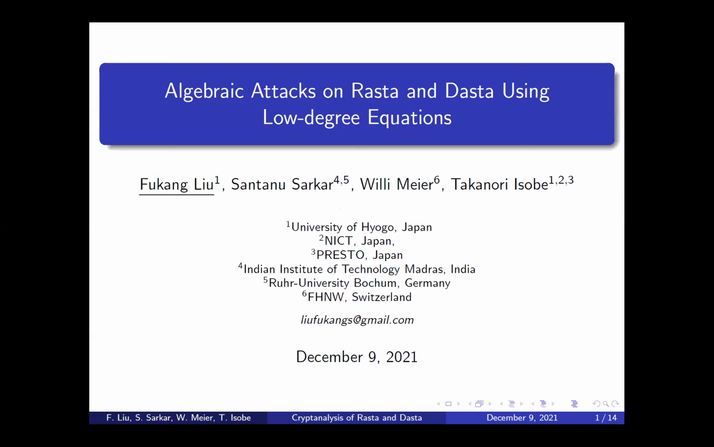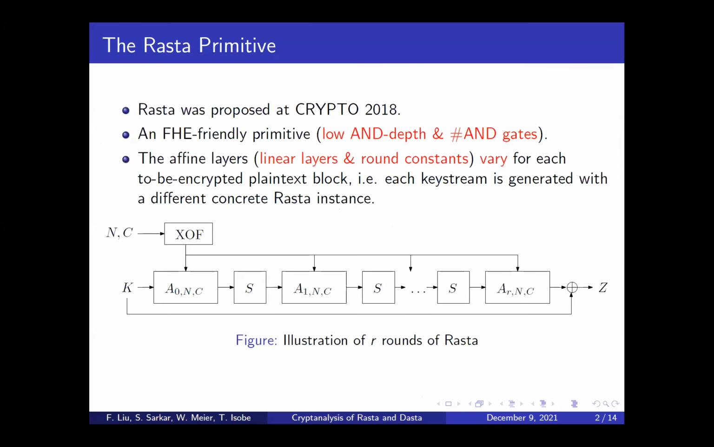The title of this talk is Algebraic Attacks on Rasta and Dasta using Low Degree Equations. Rasta is a fully homomorphic encryption-friendly symmetric key primitive proposed at Crypto 2018. This is a new trend to design such primitives. The aim of Rasta is to achieve low AND depth and AND gates simultaneously. An important feature of Rasta is that the affine layers are different for each plaintext block to be encrypted. In other words, each key stream is generated with a different concrete Rasta instance.